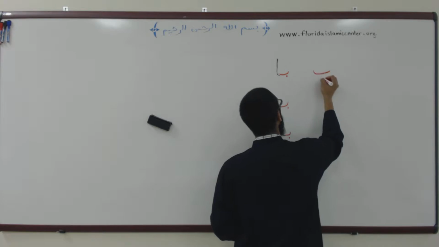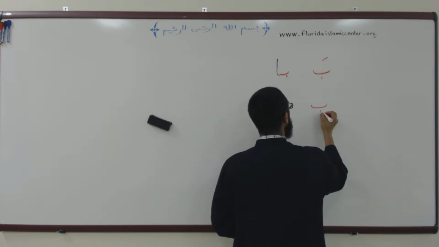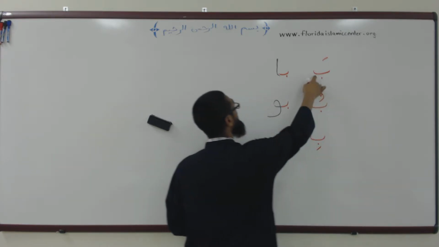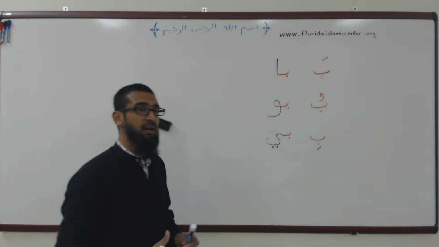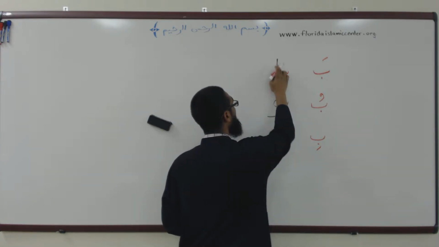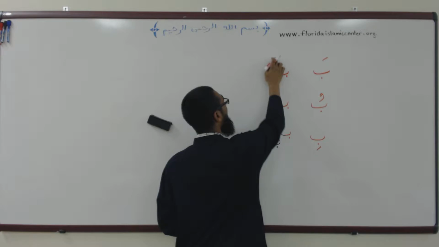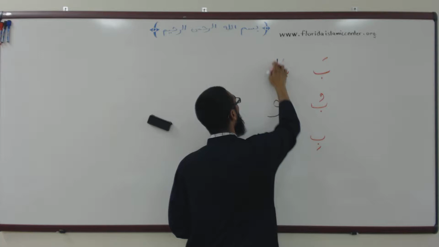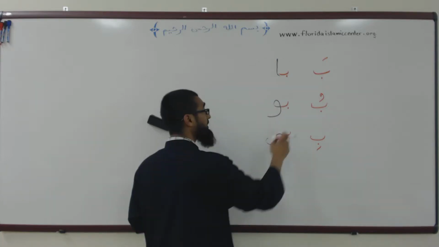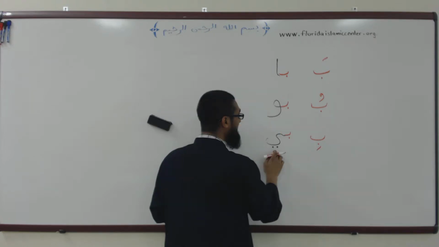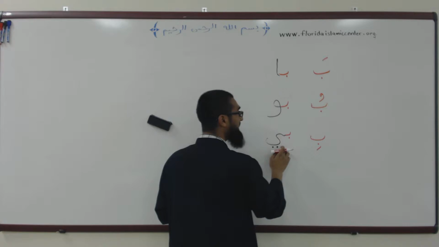I want us to compare the sounds so we know the difference. How do you pronounce this? Ba, fatha. Ba with the alif, baa. So ba, baa. You hear the difference? Bu, boo. Bi, bee. And that's how it is.